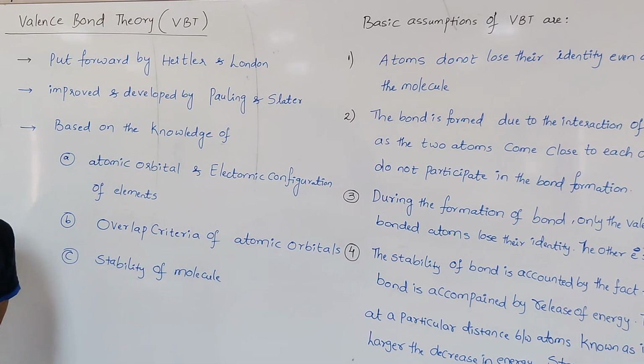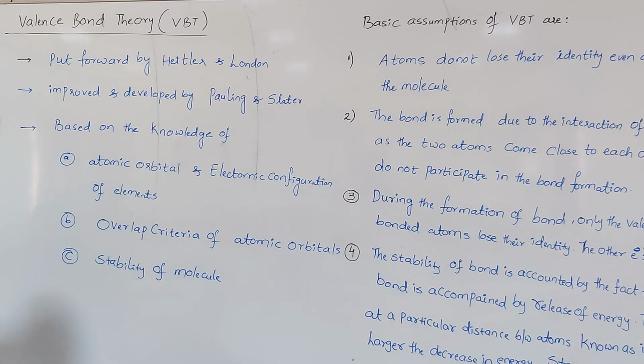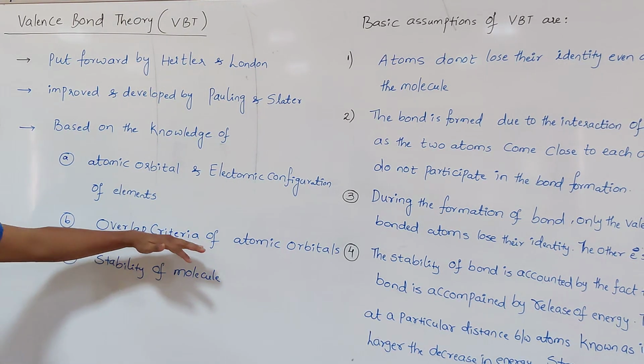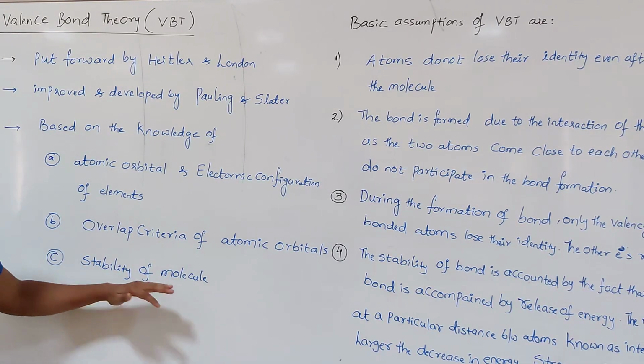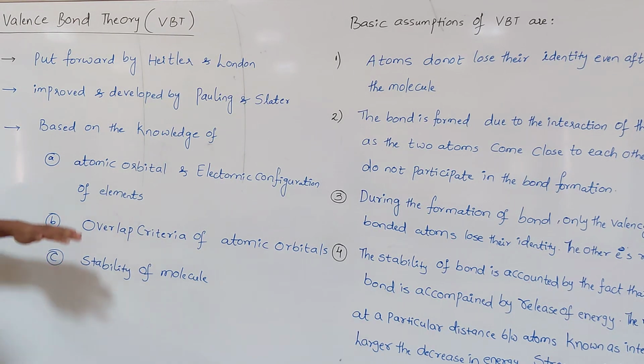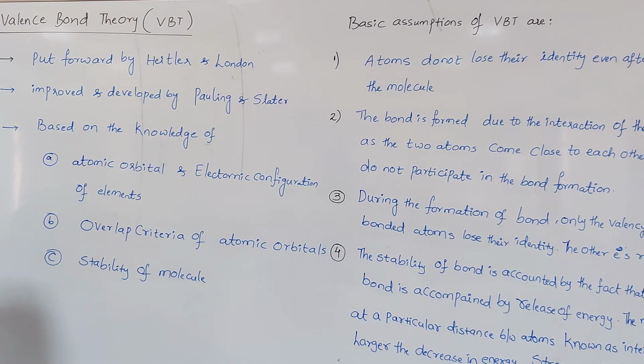So what is the base for this valence bond theory? The base for valence bond theory is, one, atomic orbitals and the electronic configuration of elements. Second, the overlap criteria of atomic orbitals. And the third one is the stability of the molecule. Based on the knowledge of these three, valence bond theory was developed.